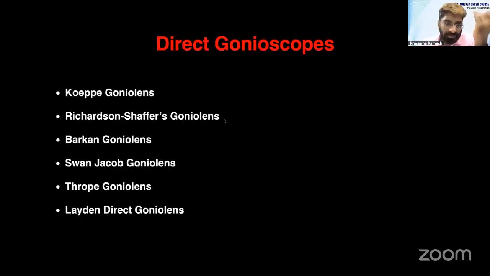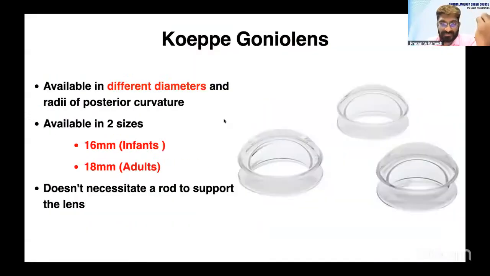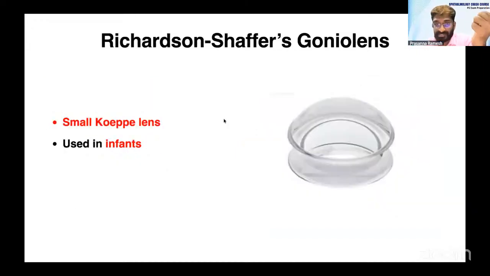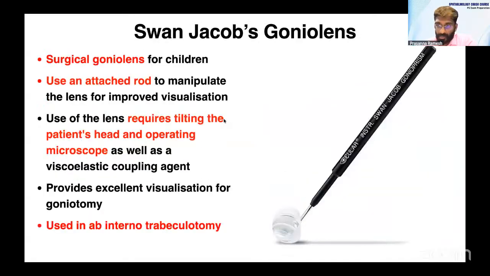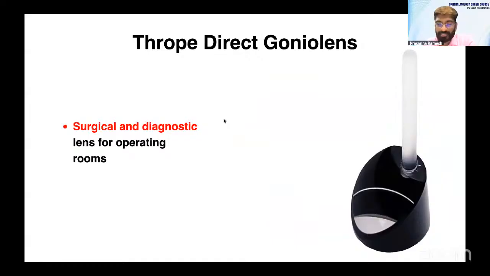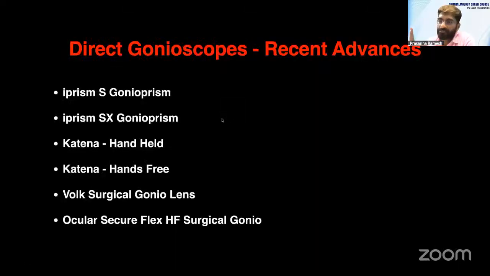You need to know about Koeppe's gonio lens, which is dome shaped in 2 sizes, the infant and the adult size. We have the Richardson-Shaffer gonio lens, the Hoskins-Barkan gonio lens, which is a prototype surgical lens, the Swan-Jacob gonio lens, the Thorpe direct gonio lens, and the Layden direct gonio lens. So these are all gonio lenses. I'm not going into the theory, but you will need these lenses in your recent advances paper, keeping it highly relevant from a PG point of view.